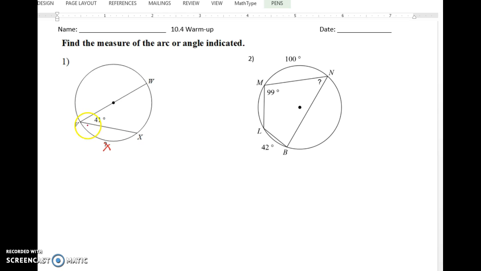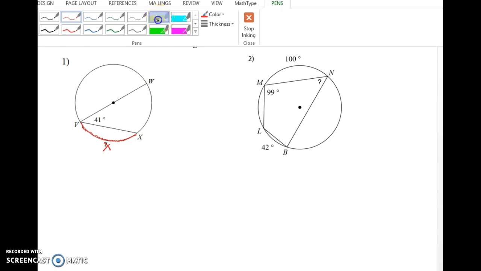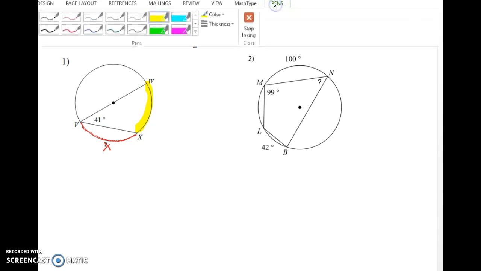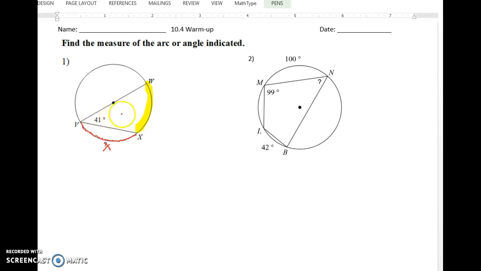The first thing I need to do, if I'm trying to find this arc here, is I'm first going to find this other arc here. To find this other arc, I'm going to use the fact that this angle opens up to that arc. Because this angle here opens up to this arc here, it's going to be 82 degrees. So that arc is 82 degrees.